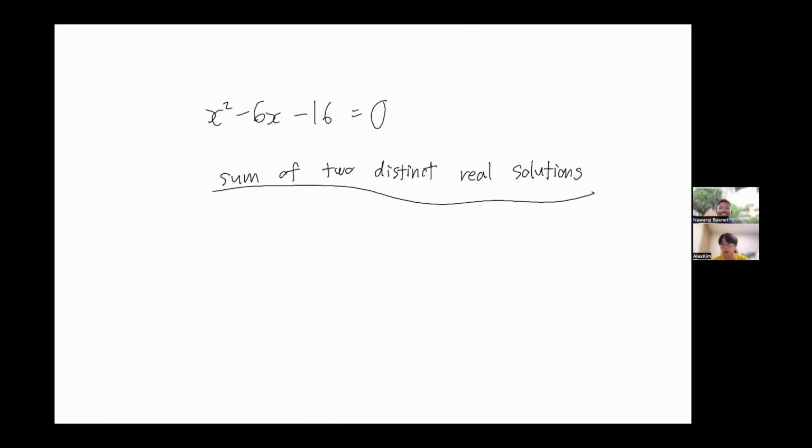Sir, I didn't understand what real solutions mean. That's why I put this on Desmos and calculated the sum from there. Okay. So what the sum of two distinct real solutions means is: sum, adding up all values, but what do we have to add up? We have two distinct real solutions.